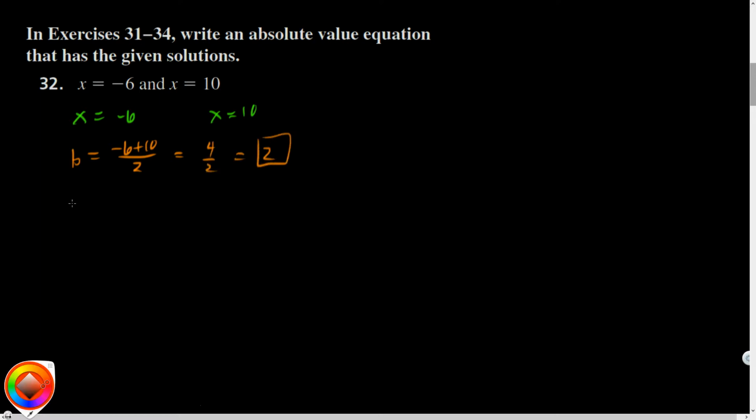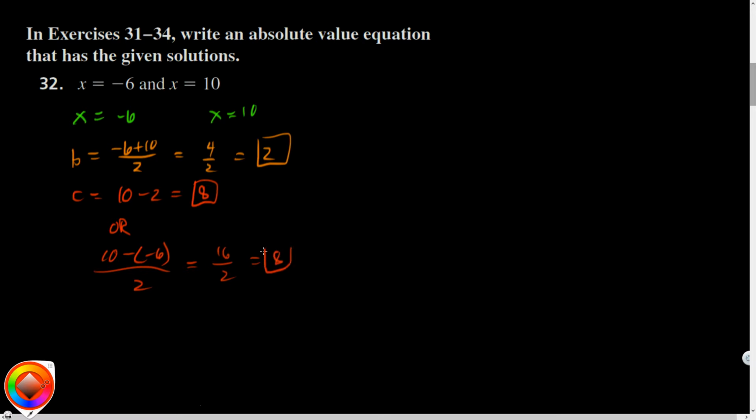How could I find the value of c? I could see how far they are away from each other, and c would be half of that distance. Or I could see how far one of them is from the midpoint. Do you guys see how that's going to be the same thing? If I take one of those solutions and subtract the midpoint, that's going to give me c. Or I could have done 10 minus negative 6 and divide by 2. 10 minus negative 6 is 16 divided by 2.